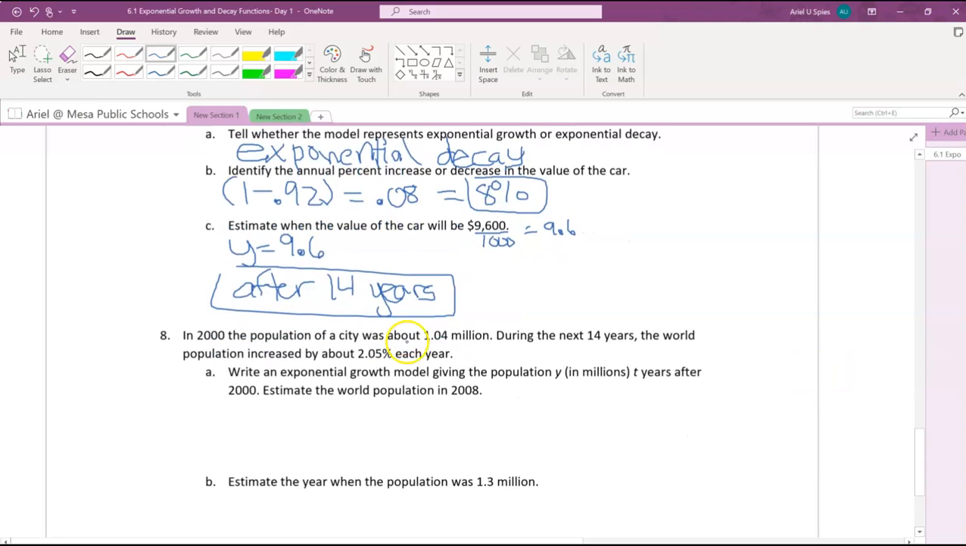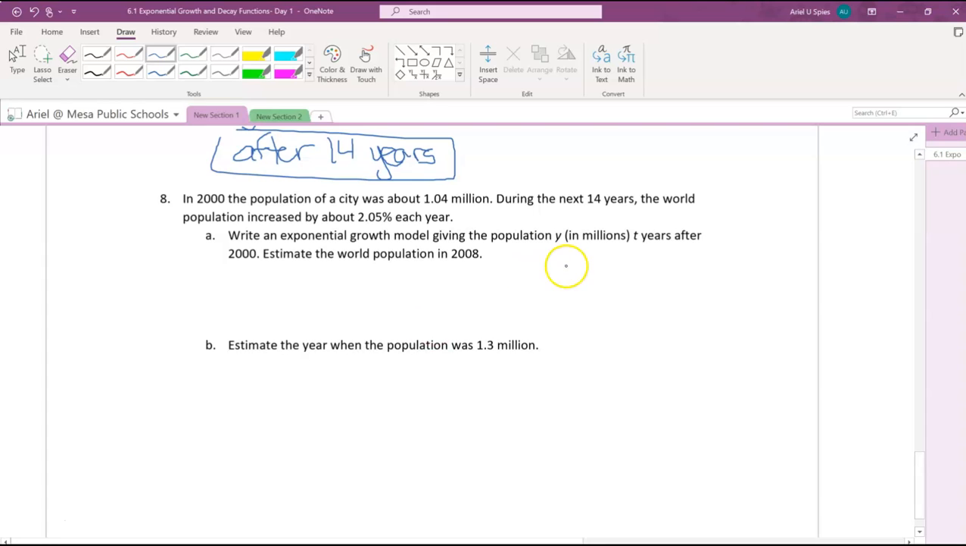Number 8 tells me in 2000 the population of a city was 1.04 million. During the next 14 years, the world population increased by about 2.05% each year. It wants me to write the growth model and then estimate the population in 2008. So the first thing I want to do is set this up. It started at 1.04, so this is the A value. This is my R, and as a decimal, it's going to be 0.0205. And I plug in, so it's 1 plus 0.0205. My exponent of t. That is my equation.